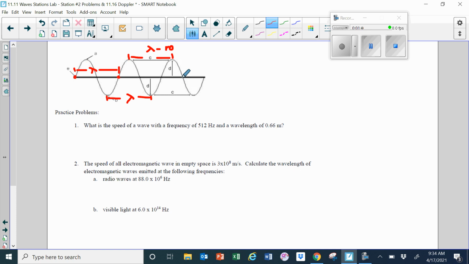The wave equation basically says that the velocity of a wave is equal to the frequency of the wave times the wavelength. Well, the frequency is going to be in hertz, and the wavelength is going to be in meters. And then the velocity will be in meters per second.